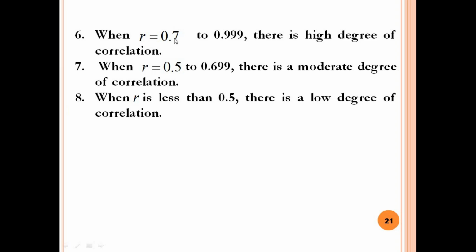When r equal to 0.7 to 0.999, what does it mean? There is high degree of correlation. When r equal to 0.5 to 0.699, then we can say there is a moderate degree of correlation. And when r is less than 0.5, then there is a low degree of correlation. So these are all the interpretations of correlation coefficient.